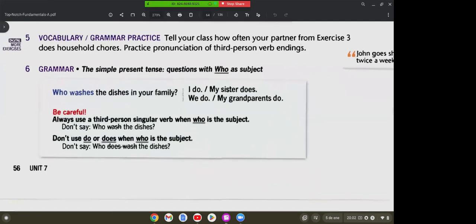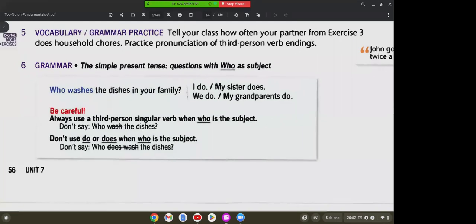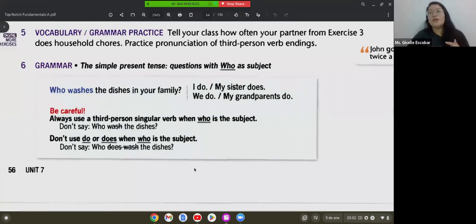This teacher, don't use do or does in this case. When exactly do we use it? Podríamos utilizarla si la pregunta fuera directa, una pregunta directa. Si yo estuviera hablando, por ejemplo, con Jim y yo le digo, do you wash the dishes? ¿Lavas tú los platos? Do you wash the dishes? Pero si le estoy preguntando ¿quién lava los platos en tu casa? Who washes the dishes in your house or in your family?